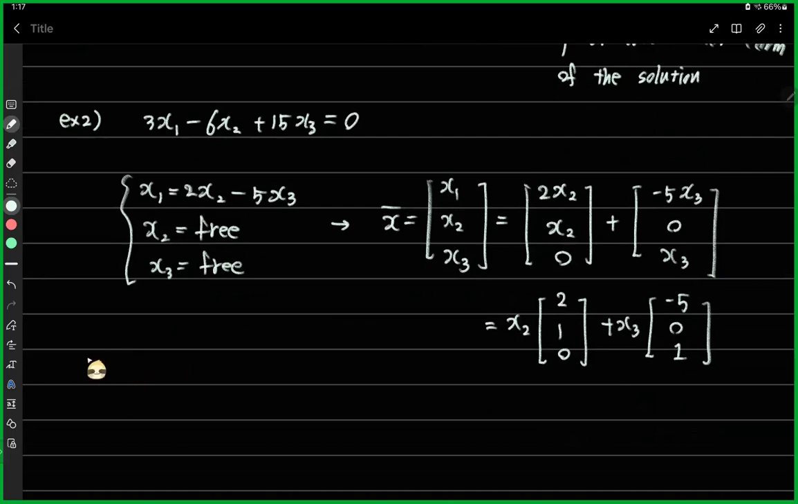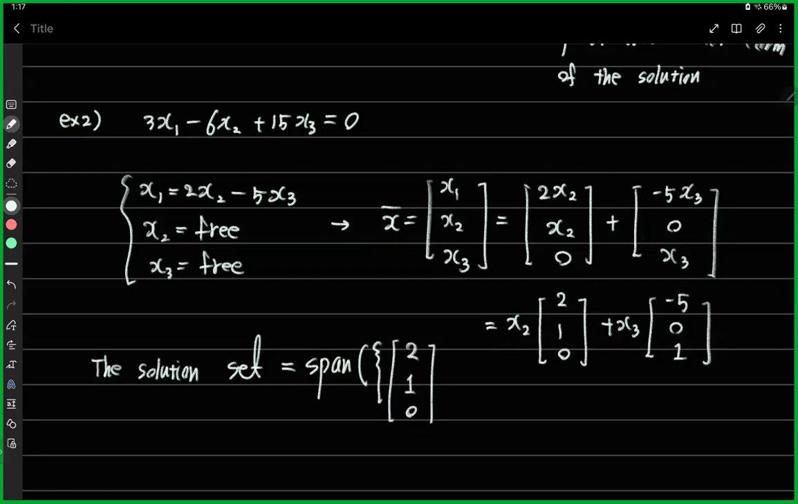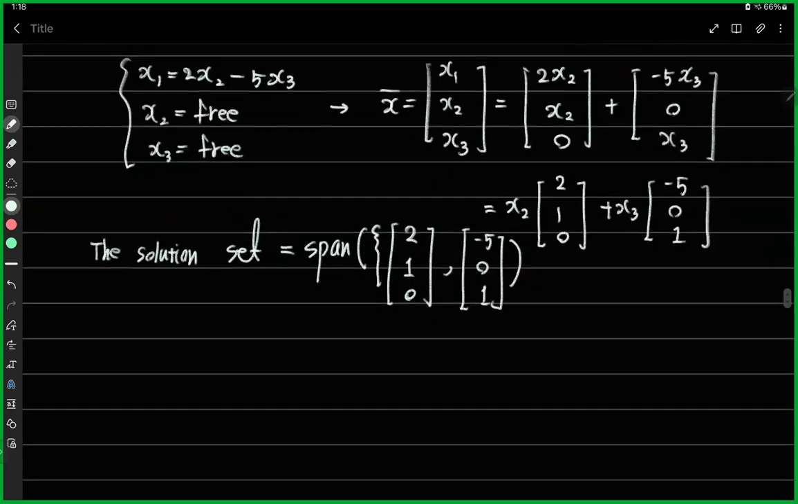So anyway, we can see that x bar is determined by x2 and x3, right? So the solution set, we collect all of the possible values for x bar determined by x2 and x3. Then this is nothing but the span of two vectors: (2, 1, 0) and (negative 5, 0, 1). Okay, you can see that right here.